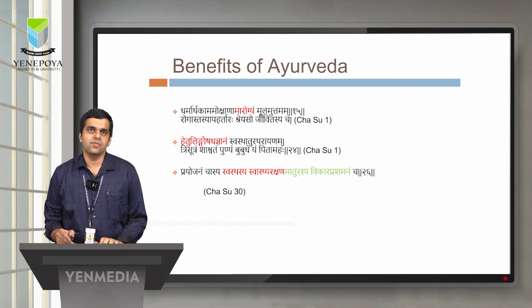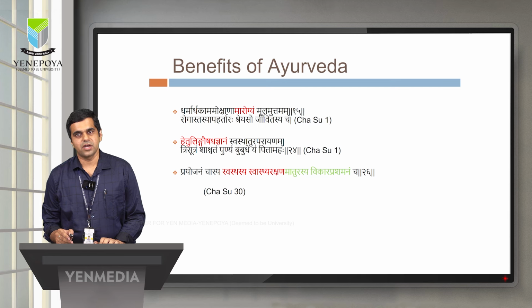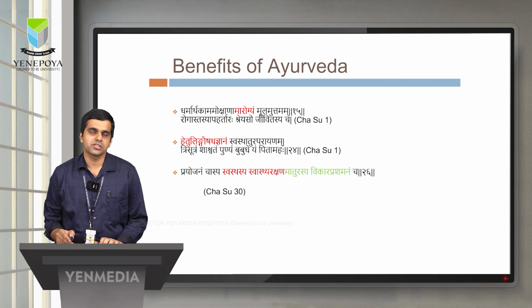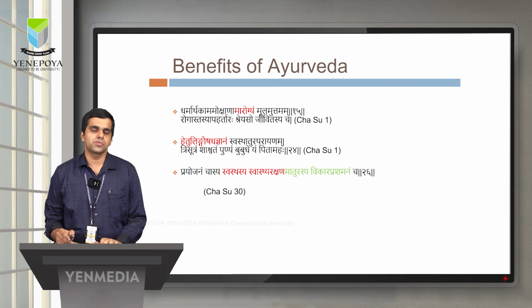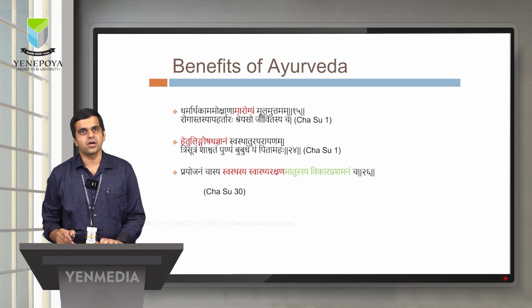And the main emphasis of Charaka Samhita, written by Atreya Punarvasu: Hetu Linga Aushadha Jnanam Swastatura Parayanam, Trisutram Shashvatam Punyam Bubudhe Pitamahah. Hetu means the causative factors of the disease, Linga means symptomatology, and Aushadha Jnana means knowledge of therapeutics. These three, Trisutram, are called the three basic principles of Ayurveda, the foundation on which the entire science of Ayurveda stands. Shashvatam means permanent, eternal. Punyam, very auspicious, told by Pitamaha, Lord Brahma himself.